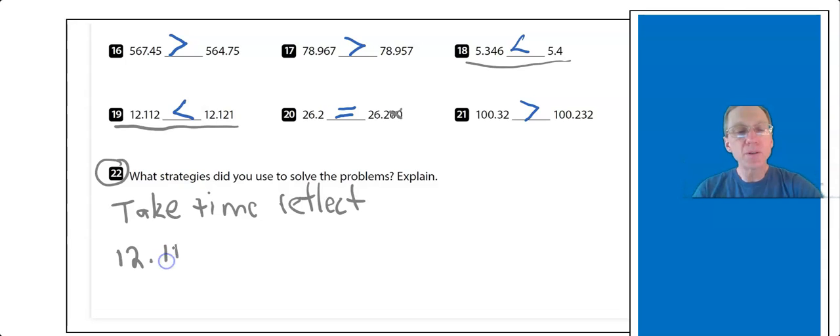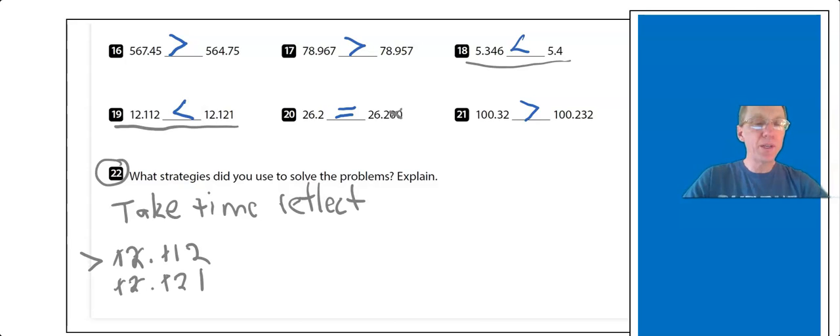I wrote the numbers vertically like this, okay, and then I compared them. This is kind of like doing work with a place value chart. You're just like, same, smaller. There's my smaller one. Okay. So please take time to do that. That reflecting is really important.